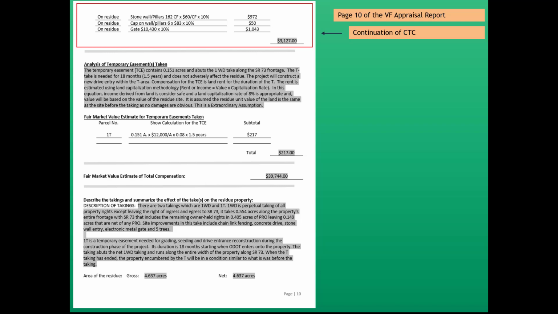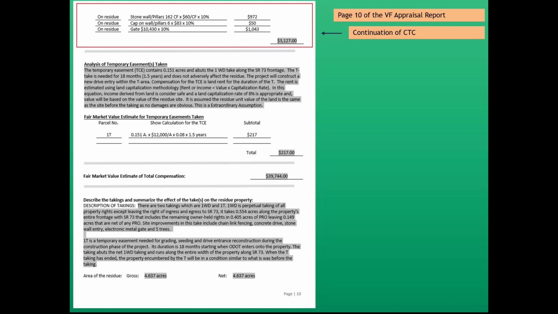Next is the temporary easement that's taken. That temporary easement contains 0.151 acres. It abuts the 1WD take along the State Road 73 frontage for 18 months. Doesn't adversely affect the residue. Project will construct a new drive entry within the T area. Compensation for the temporary construction easement is land rent for its duration.